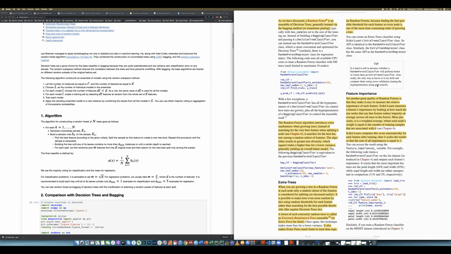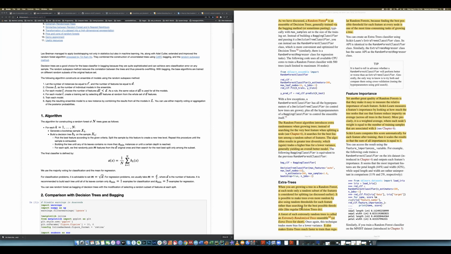And just to be clear, what you said is that we're going to get higher bias but lower variance when we do this, right? Yes. That's what you said, right? Yes, that is correct. Sorry, where did you see the random threshold? So if you see, it is possible to make trees even more random by using random thresholds for each feature rather than searching for the best possible threshold.